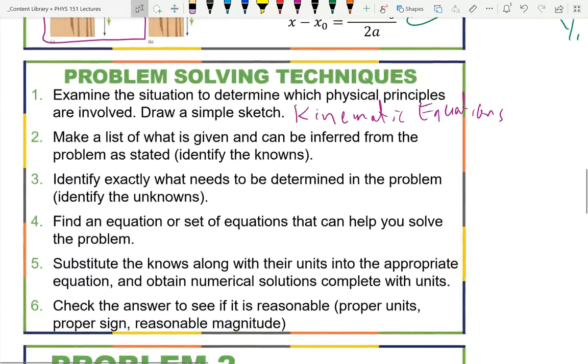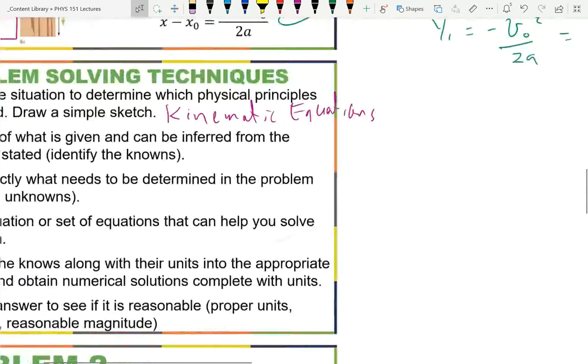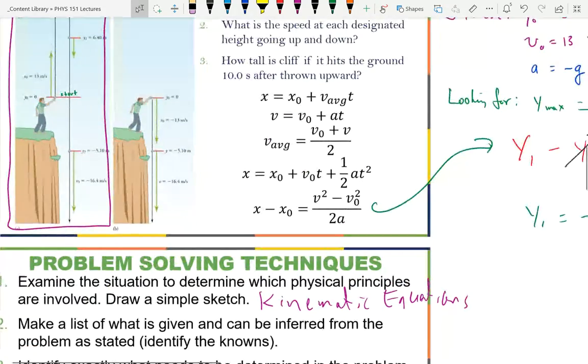So now we've kind of shortcutted. We've already laid everything out and we just said, okay, what's different? The only thing that's different is we now know height and we're looking for speed. We determine which equation to use and we go with it. So I'm only going to calculate one speed.